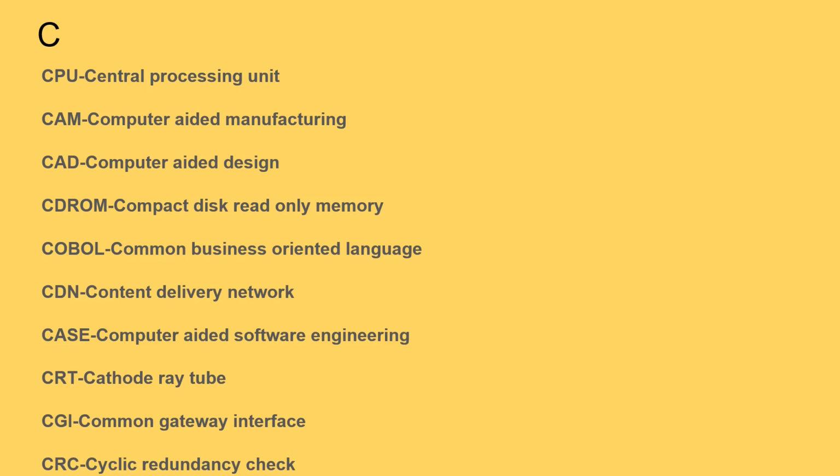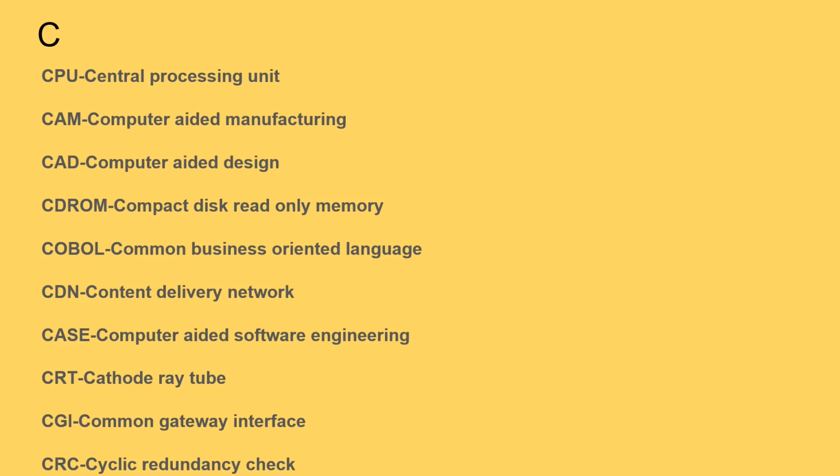Next is CDN, Content Delivery Network. It is also called Content Distribution Network. CDN is a geographically distributed network of proxy servers and their data centers. Its goal is to provide high availability and performance by distributing the service spatially relative to end users.